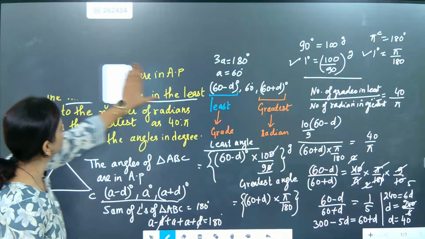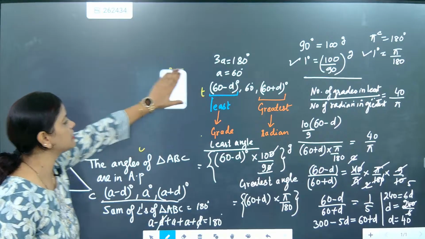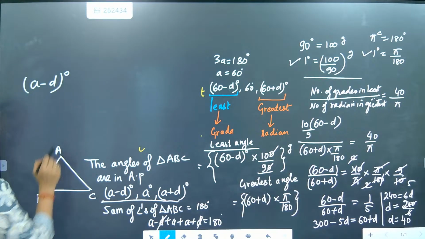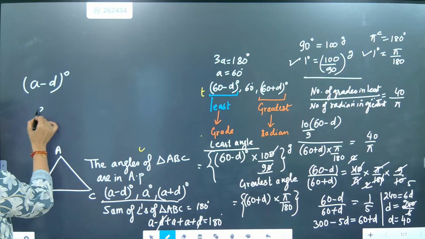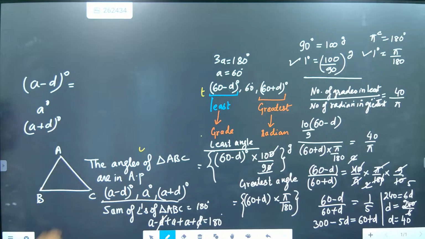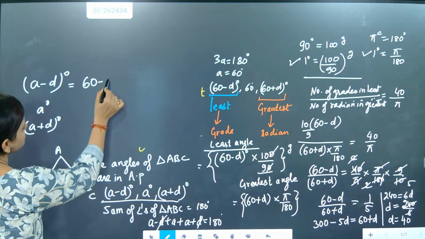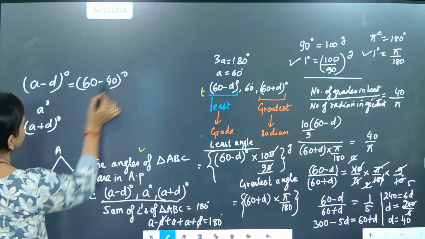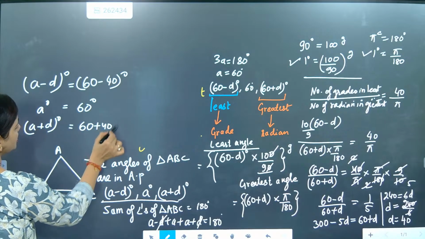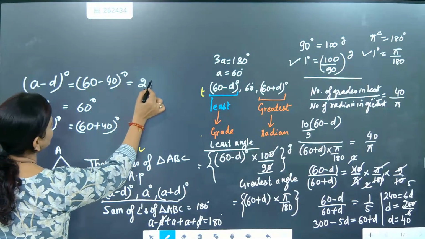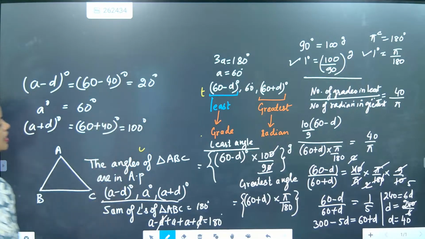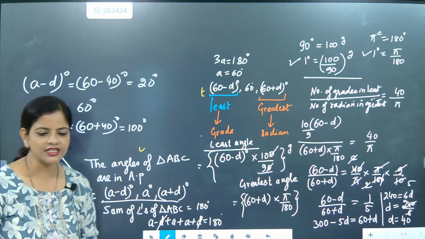So last, I am just removing the question for finding the 3 angles. Our 3 angles were a minus d degree, a degree and a plus d degree. No conversion needed here. So a is what? Our a came as 60. So 60 minus 40 degree, 60 degree and then 60 plus 40 degree. So the angles are 20 degree, 60 degree and 100 degree. If you add all the three, it is coming 180 degree. So our answer is absolutely correct.